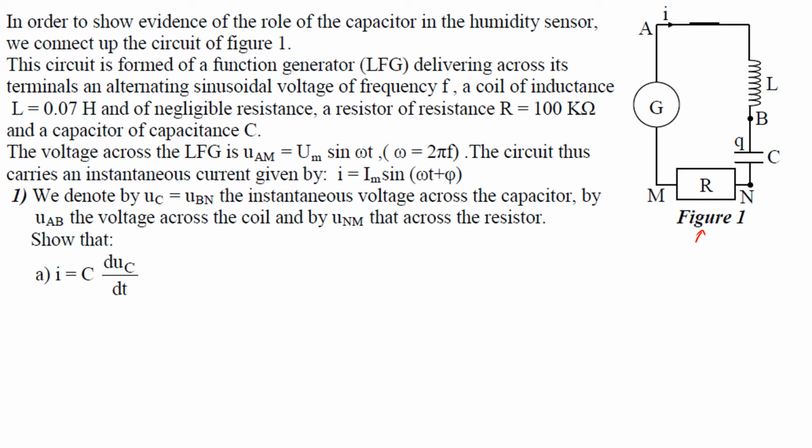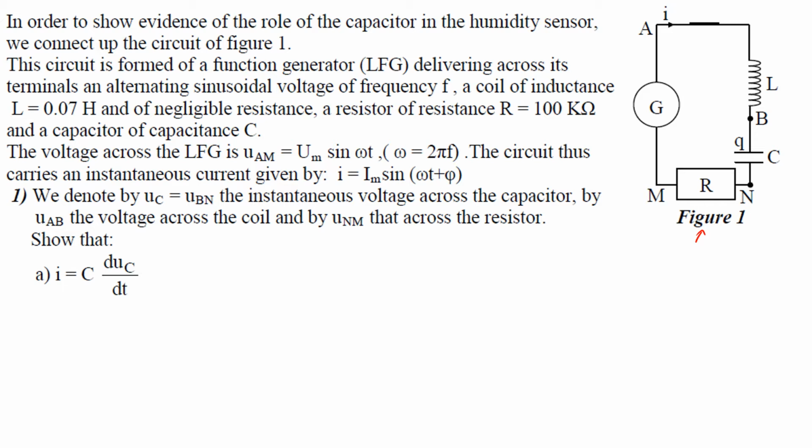Now, we denote by UC equals UBN the instantaneous voltage across the capacitor, which is between point B and point N, the ends of the capacitor. UAB is the voltage of the coil, which is between point A and point B. And UNM is across the resistor, from N to M.